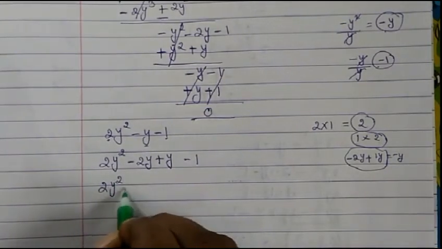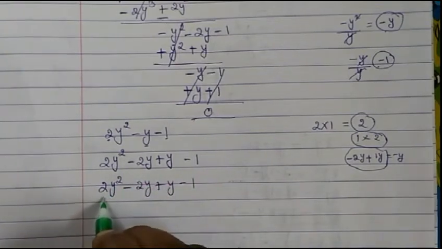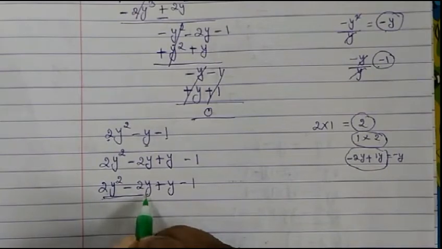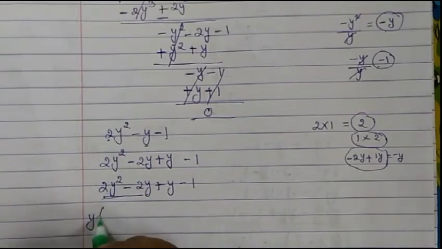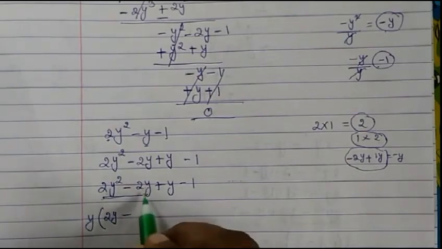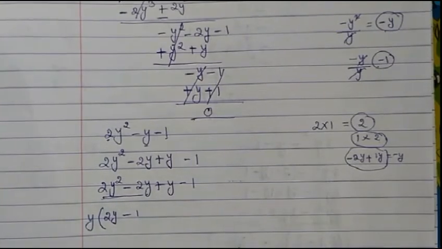So now 2y square we have, minus 2y we have, plus y and minus 1. Now we have to take out something common from here. So between these two, let's take out something common. So y is common here. So let's take out y outside. So then now inside what we will have? We will have 2y because 1y is taken out. So we have 2y. Then minus 1y we have taken out. So what we will have here? Y is out. So what we will have here? We will have 1.